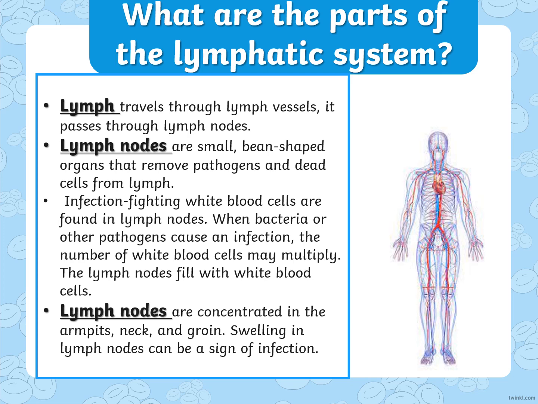Let's talk about the parts of the lymphatic system. The first part is called lymph and the second is called the lymph node. The lymph travels through the lymph vessels and passes through the lymph nodes. So what is the lymph node? The lymph nodes are small, bean-shaped organs that remove pathogens and dead cells from the lymph. White blood cells that fight infection are found in the lymph nodes. When bacteria or other pathogens cause an infection, the number of white blood cells may multiply, and the lymph nodes fill with white blood cells. The lymph nodes are concentrated in the armpit, neck, and groin, and swollen lymph nodes can be a sign of infection.